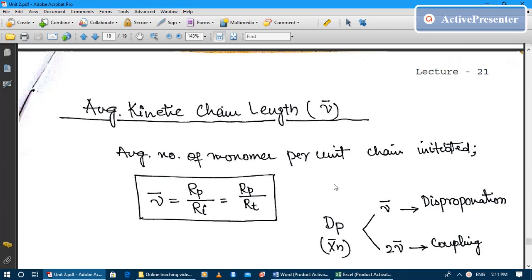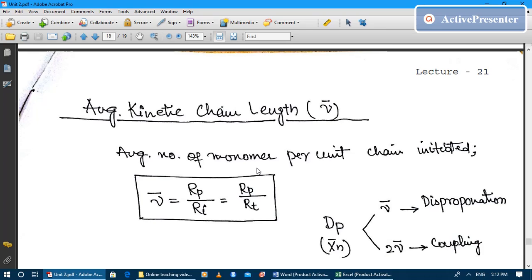In this lecture, we will see the concept of average kinetic chain length, which is represented by nu bar. Average kinetic chain length is the average number of monomer units per chain initiated. Okay, so there is a difference between the number of repeating units and the average kinetic chain length.